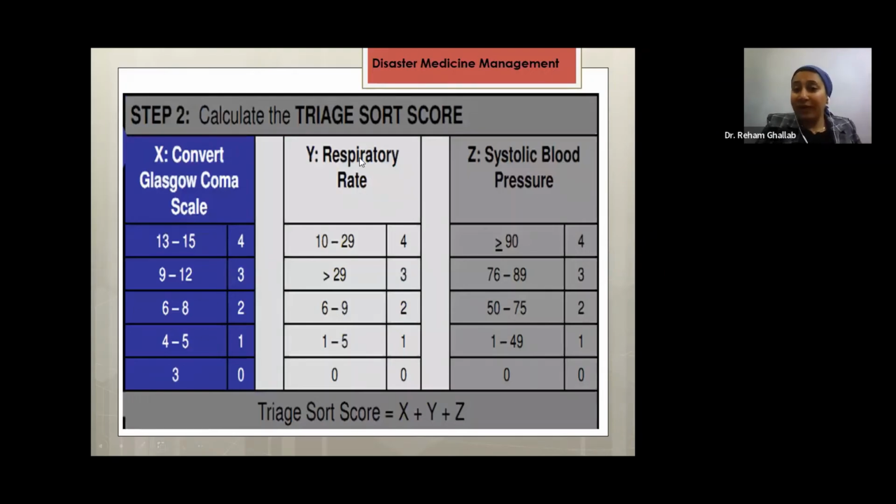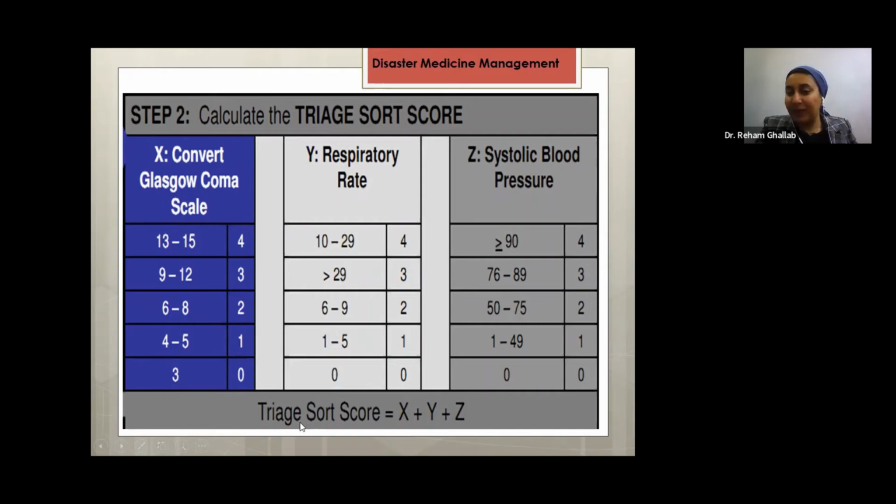Then we also calculate the respiratory rate. If the patient's respiratory rate is from 10 to 29, we give the patient 4; more than 29, 3; 6 to 9, 2; 1 to 5, 1; 0, 0. This is also a checklist. We have a number and circle, a number and circle, a number and circle.